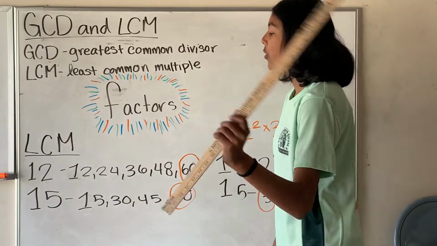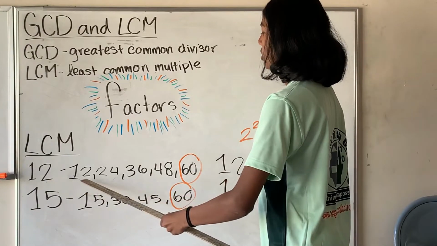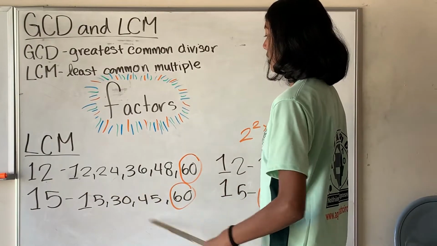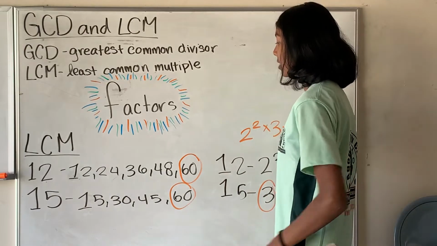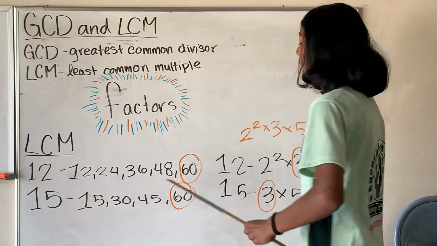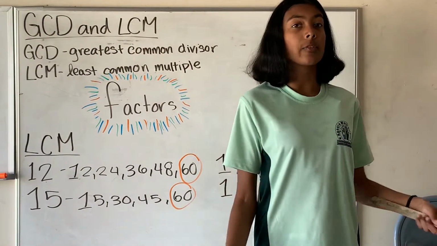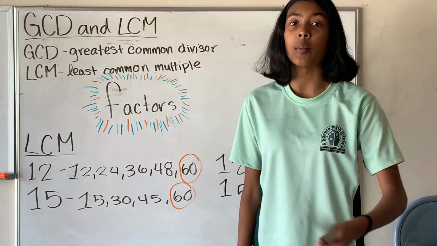Anyways, our first method is to list out all the multiples: 12, 24, 36, 48, 60 for 12, and 15, 30, 45, and 60 for 15. And we have 60, which is in common for both of them. Therefore, it is the least common multiple.